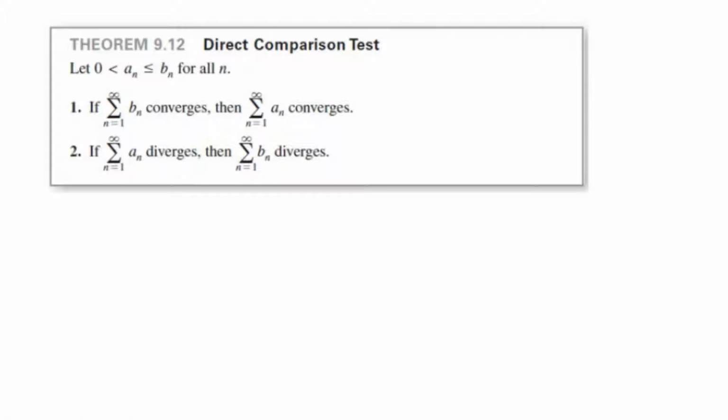Okay, here is the direct comparison test. The condition is you have a_n and b_n, and they both are positive, and b_n is greater than a_n. Number 1: if the series b_n converges, that means the bigger series converges, then the smaller series converges. That makes sense, right? Number 2: if the smaller series diverges, then the bigger series, of course, diverges.